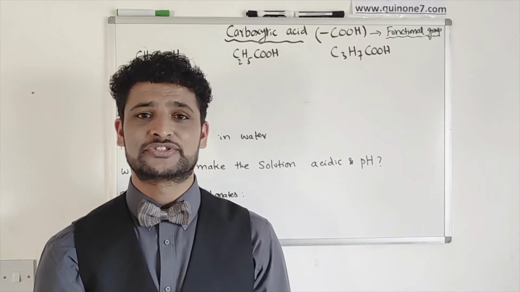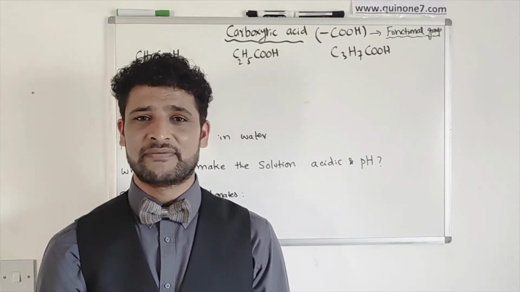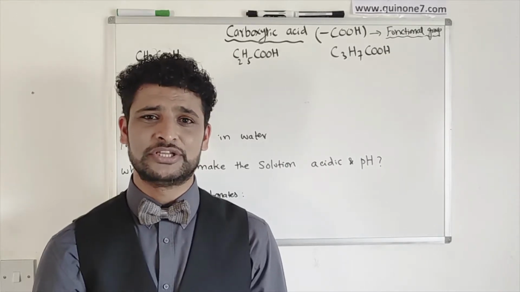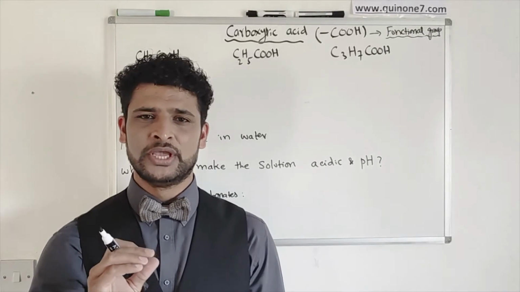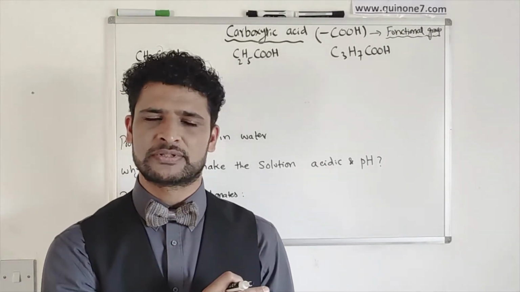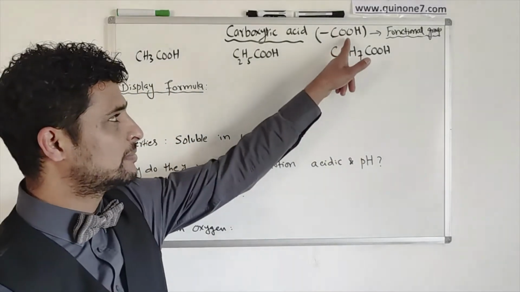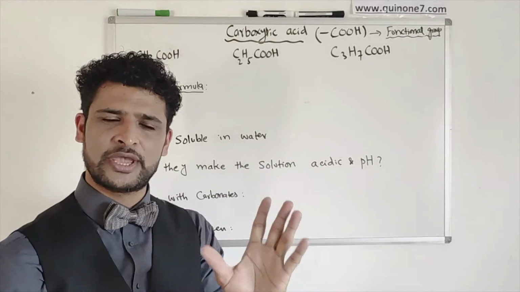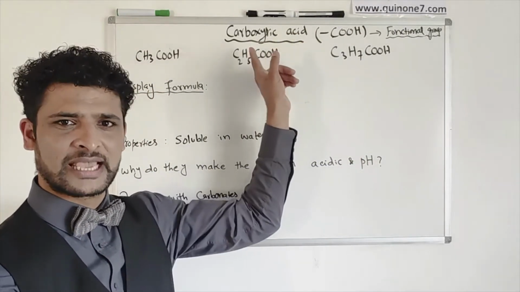Today we're going to look at the structure and the properties of carboxylic acid. If you remember in the previous video, I told you how you can use the parent hydrocarbon like methane, ethane and propane to predict the name of the alcohol. We're going to do the same thing with the carboxylic acid. The functional group in carboxylic acid is COOH. So whenever you see a COOH group with any molecule, they are called carboxylic acid.